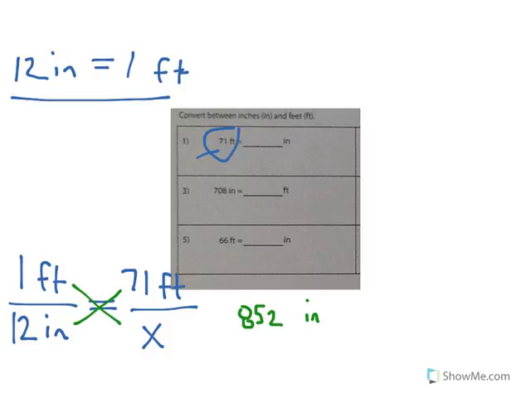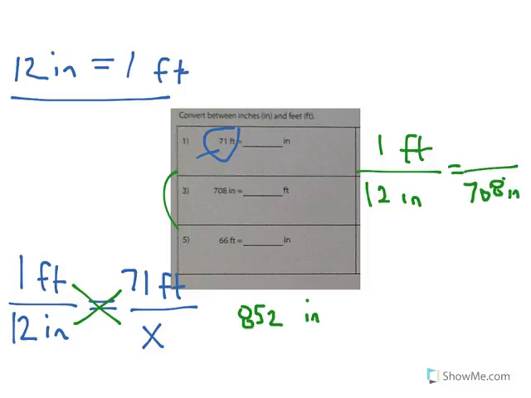This is the way you'll get it right every time. You just need to make sure that the feet are on the top on both sides of the equal sign and the inches are on the bottom for both sides. So if we did this second problem, it's now 708 inches is equal to how many feet? Well, still 1 foot is equal to 12 inches. But now we have inches, and we're looking for how many feet that is. So that 708 goes on the bottom, and x goes up on top.